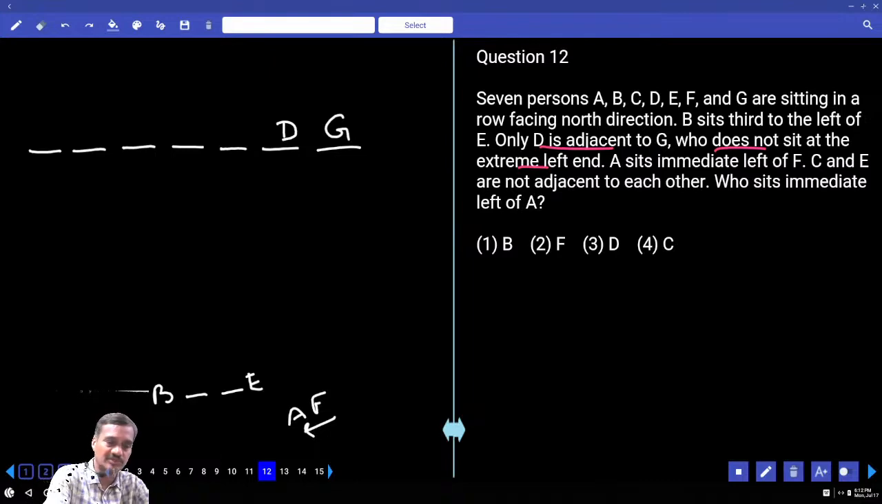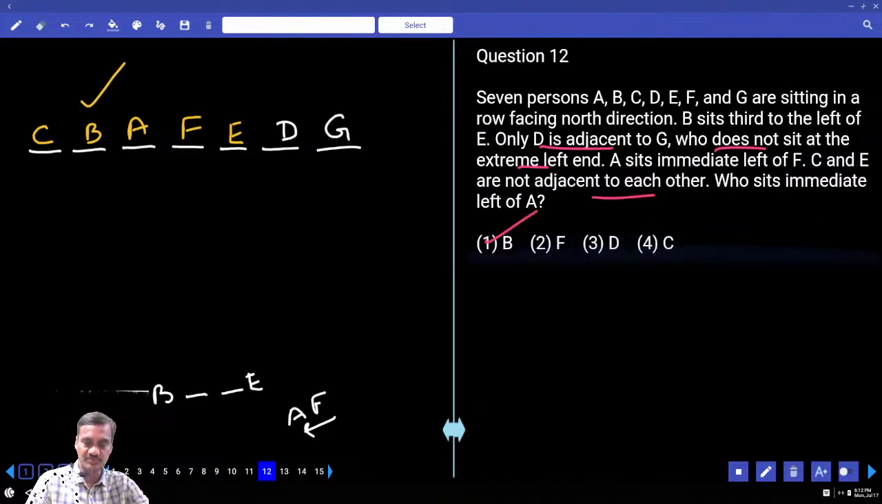Now in this case, what are the different possibilities we have? Now we can start with this B. B blank blank and E will be here. Now if E is here, A and F must be like this, and if A and F are here, C will be here. Then C and E are not adjacent to each other. It is valid or not? And so sits to the immediate left of A, B. Choice 1, question number 12.